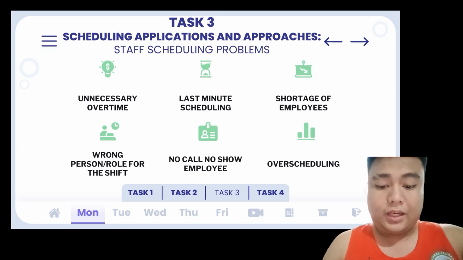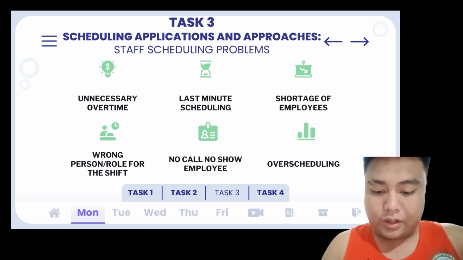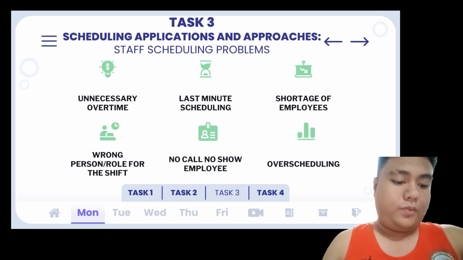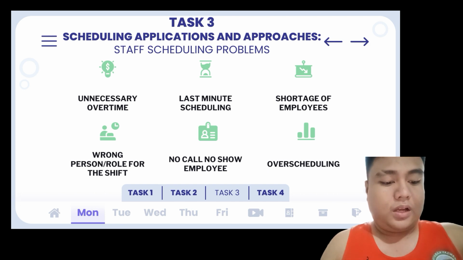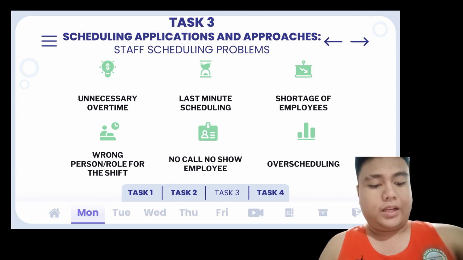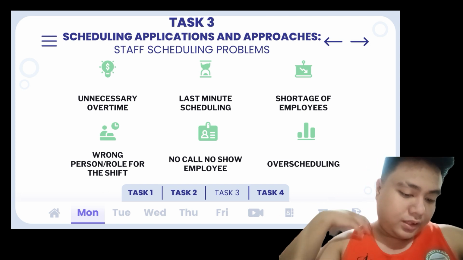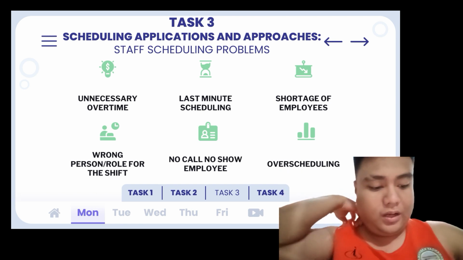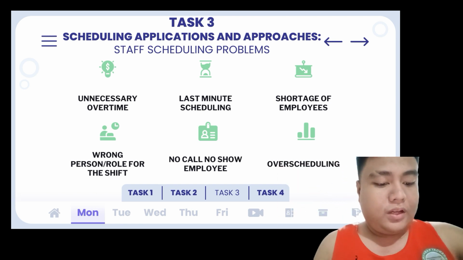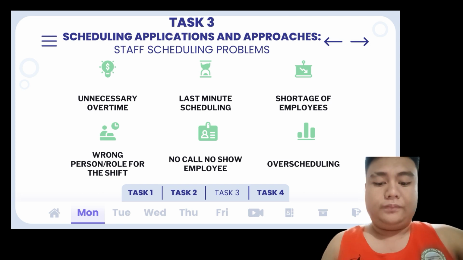Next, task 3 sa staff scheduling ay unang-una ay unnecessary overtime. Ito yung pagkakaroon ng higit pa sa 8 hours a day ang working load wherein hindi kailangan kasi may mga staff naman naka-assign per work schedule. Next is last minute scheduling. Ito yung pagkakaroon ng task kung saan hindi kasama sa unang schedule o inabol lang na schedule.